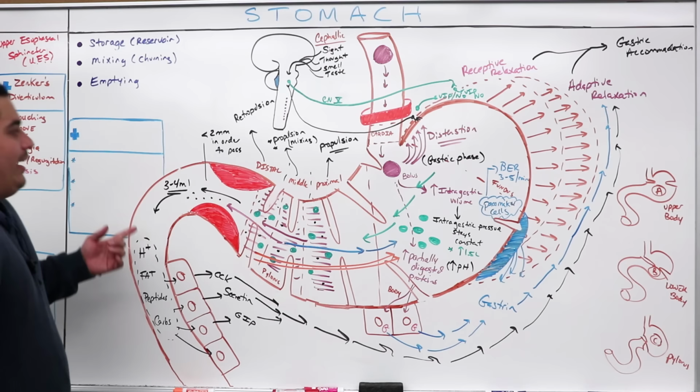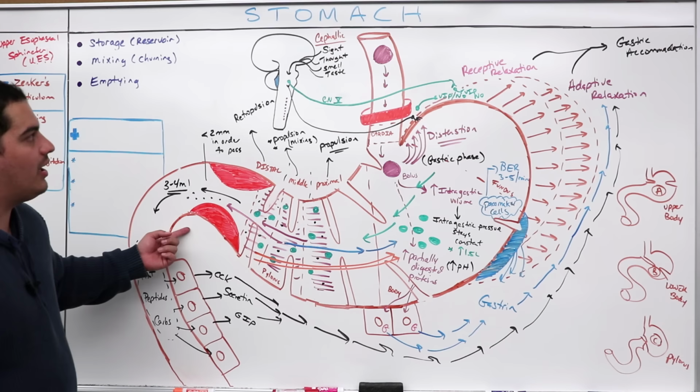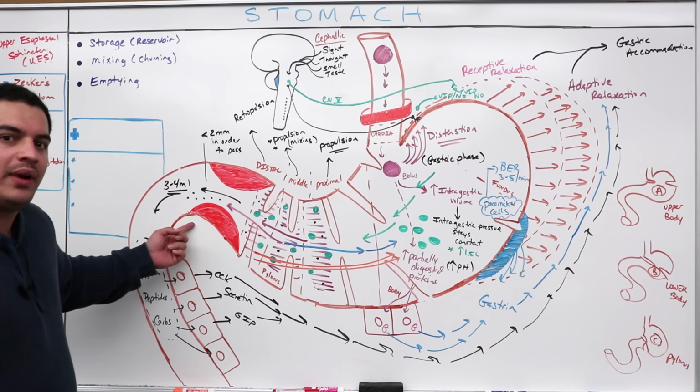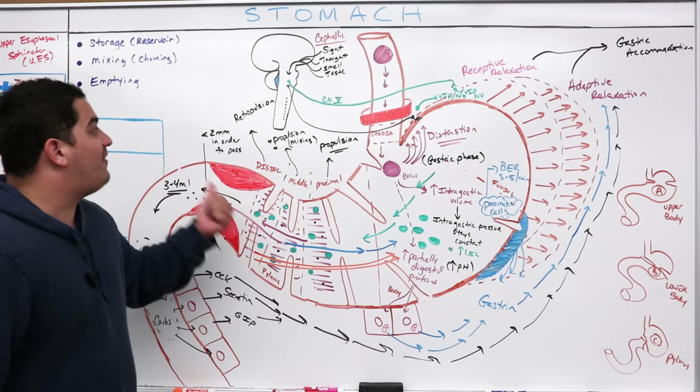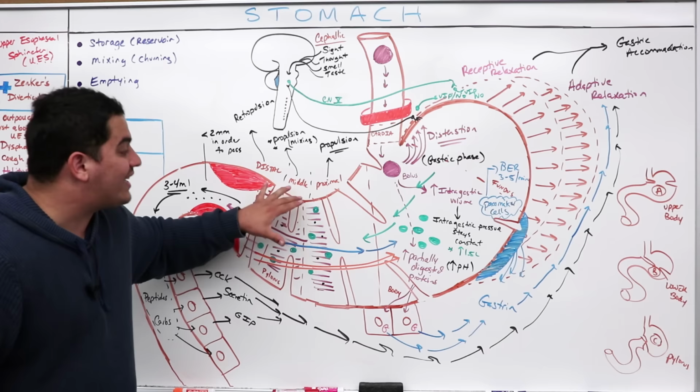What would happen if we were to think about this in the cephalic phase? In the cephalic phase, what would we be doing? We're getting ready to ingest food. If we're getting ready to ingest food, what are you going to want to do? You're going to want to be able to cause this food to just stay here? No, you're going to want to empty it so that we can make more room for the incoming food. So in the cephalic phase, what would you expect to happen in this area? It's going to start causing a lot of contractility of the pylorus and a little bit of the body.